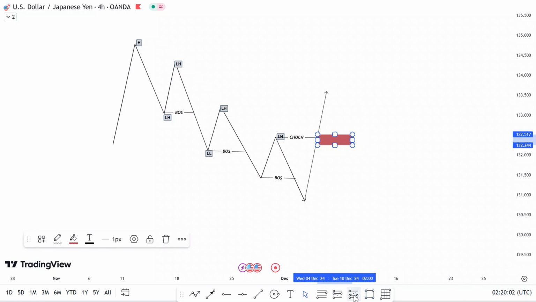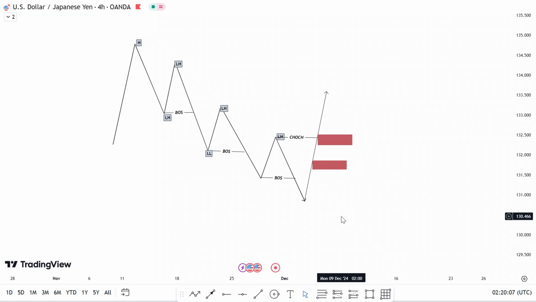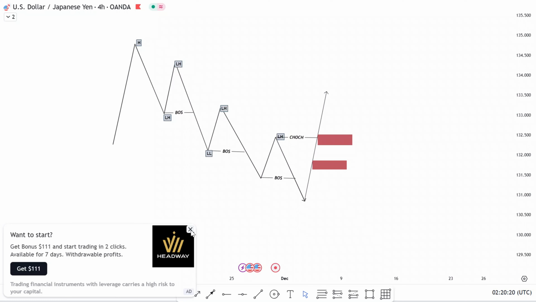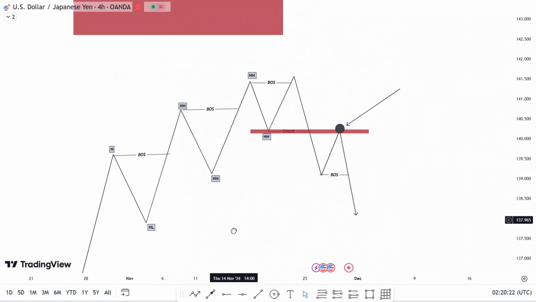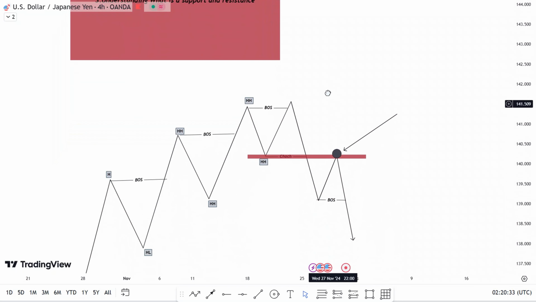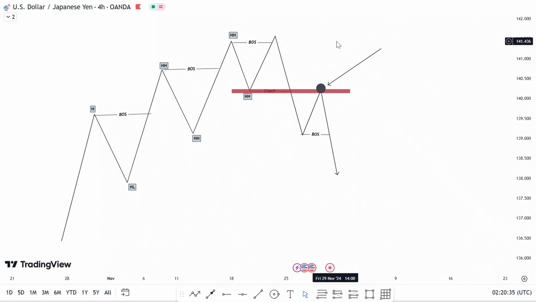Now, usually after a change of character, there will be an order block around this level, or a fair value gap around this level. When we get to the candlestick pattern, we implement this, and I will use the candlestick to explain it better to you. Now that is on market structure. That is on understanding how the market moves. And number two, understanding market structure.